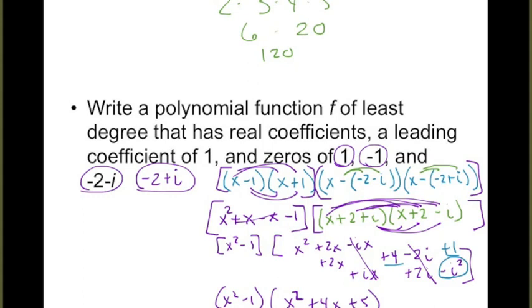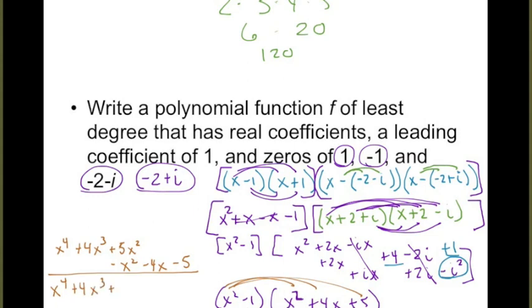Now we have our final distributing to do here. I'm going to pass out the x squared, then pass out the negative 1. Be careful to pass out a negative. So I get x to the 4th plus 4x cubed plus 5x squared minus 1x squared minus 4x minus 5. Combine up like terms, and say that that is equal to f of x.